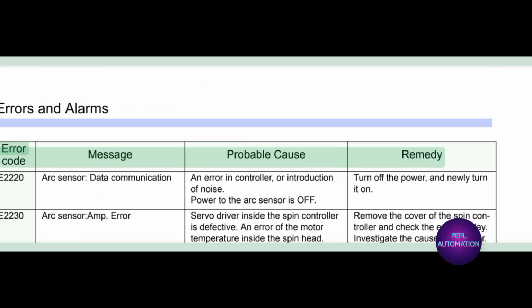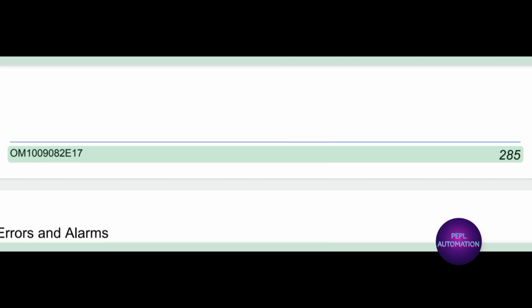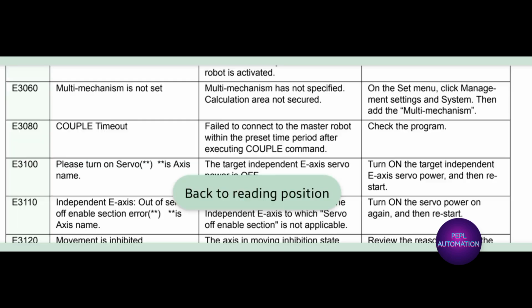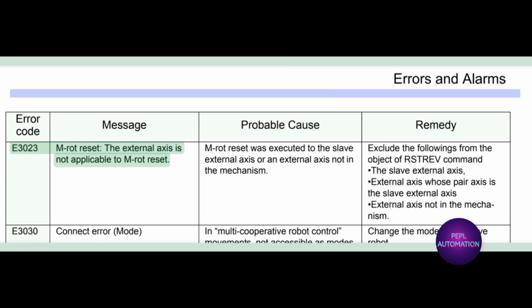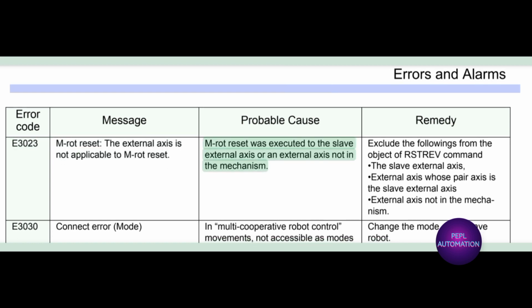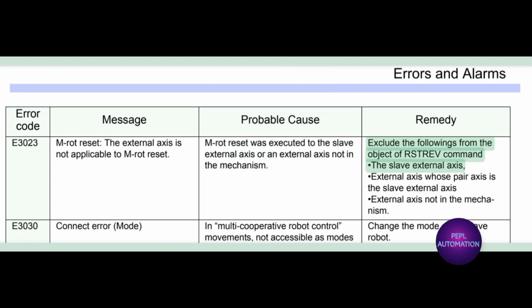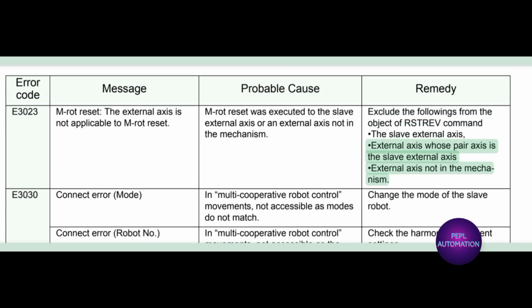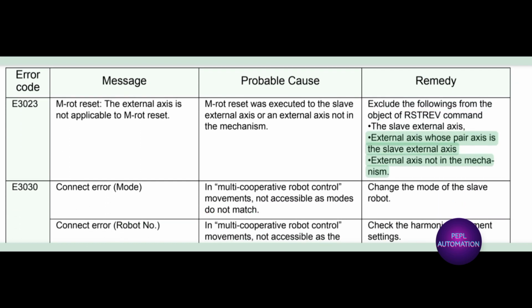Error code message probable cause remedy errors and alarms. OM10090882E17. E3023 multi-rotation reset. The external axis is not applicable to multi-rotation reset. Reset was executed to the slave external axis or an external axis not in the mechanism. Exclude the following from the object of RSTREV command: the slave external axis whose pair axis is the slave external axis not in the mechanism.